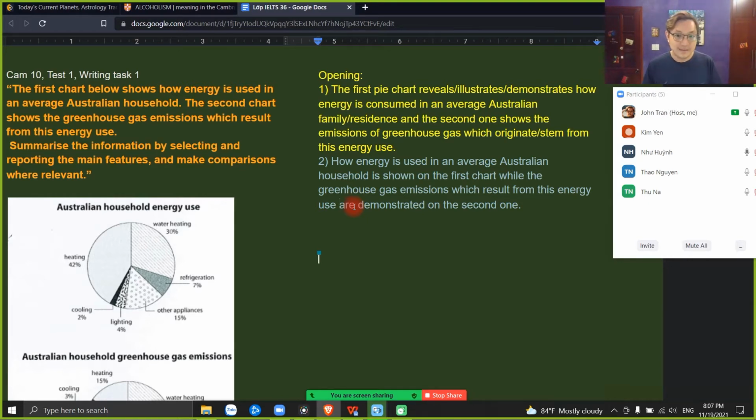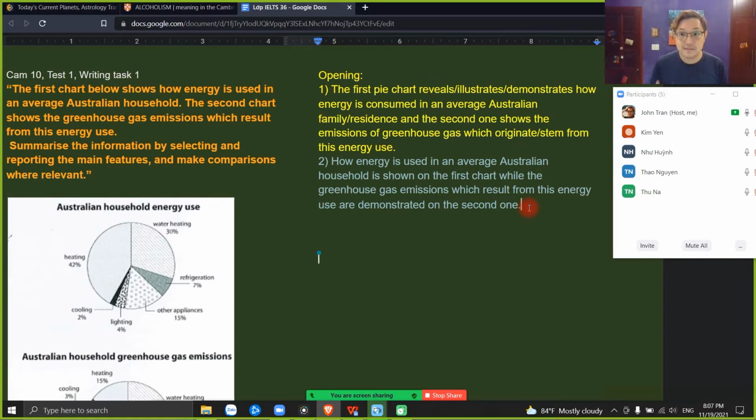Okay, I demonstrated. Say again. Is this one countable? Earlier we used is because energy is uncountable. This one is uncountable. But the word emission here is countable because it has s in here. It is a plural noun. So that's why here it's are. Now I demonstrated on the second one.